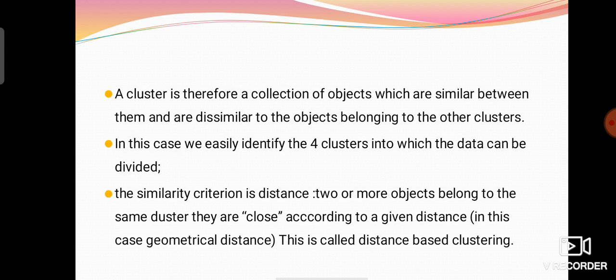So a cluster is a collection of objects which are similar between them and dissimilar to the objects belonging to the different clusters. The similarity criterion is distance. For example, two or more objects belong to the same cluster if they are close according to their given distance. This is called distance-based clustering.